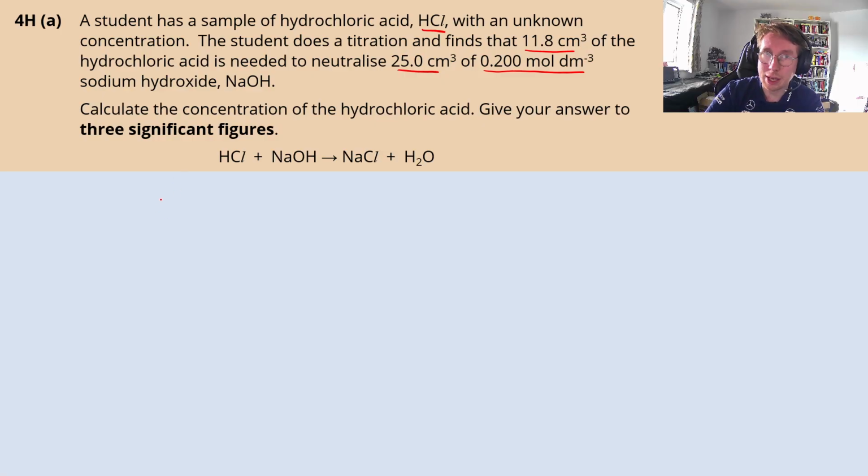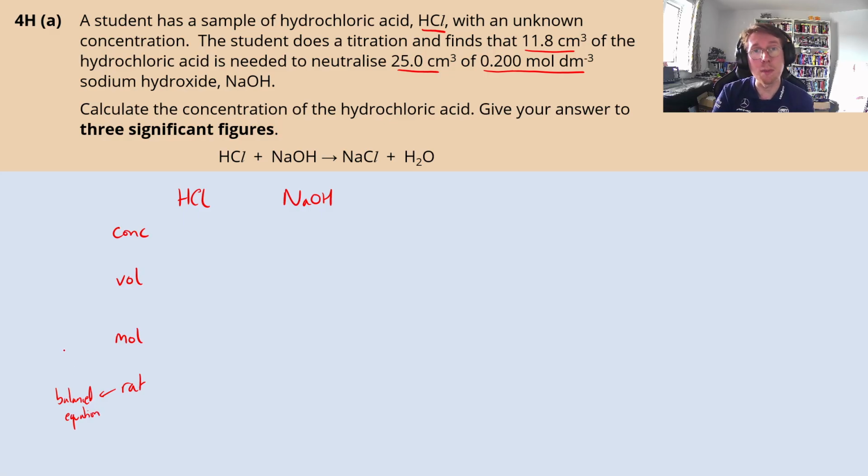So how is that? Well, the first thing I'll do is write the formulae of the two substances we're interested in, hydrochloric acid and sodium hydroxide. And then I'll construct a table where I'm going to put in all the information I know. So concentrations, volumes, but then I'm also interested in the number of moles and in the molar ratio. Okay, so this relates to the balanced equation. Now I'm just going to fill this in with the information that I've got.